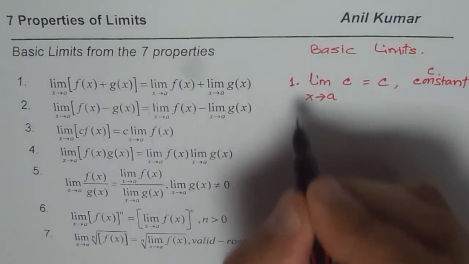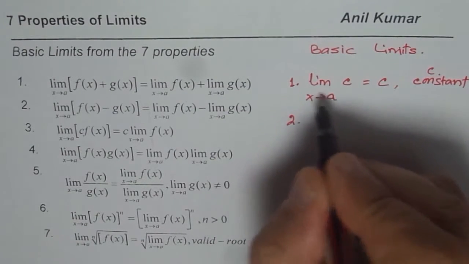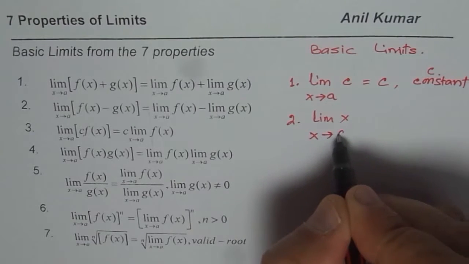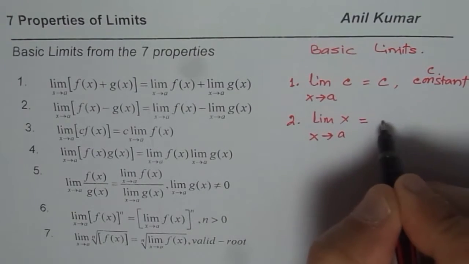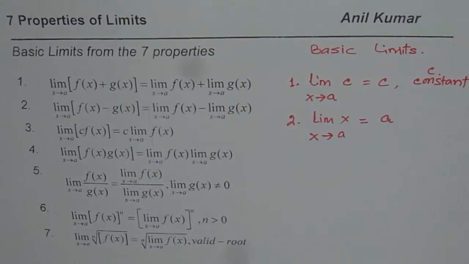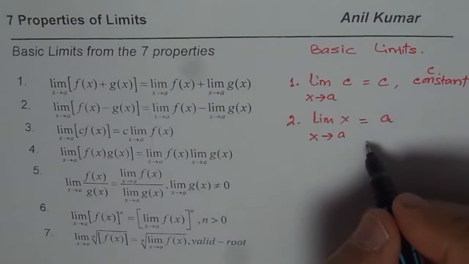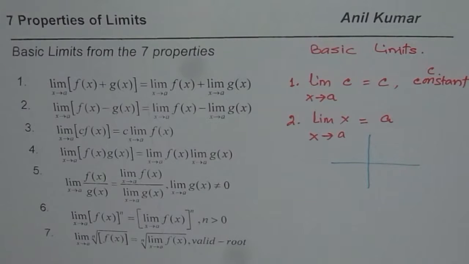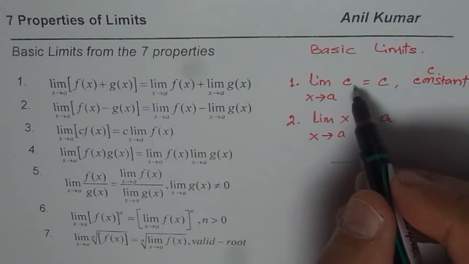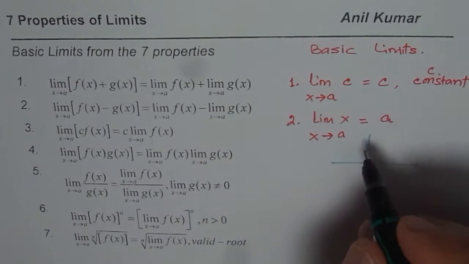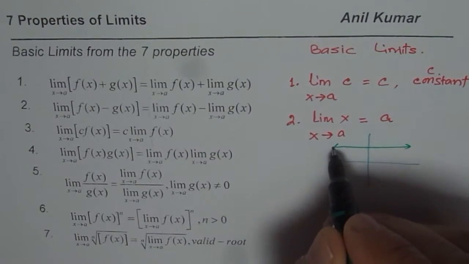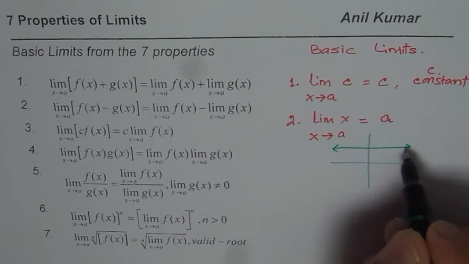So we'll call these 1 and 2. The second basic limit is that the limit of x as x approaches a is equal to a. These are the two basic limits. I hope you understand what we are trying to say here. When we say constant, the number could be 2, 3, 4, anything. If I have a constant function, then it's a horizontal line, and the horizontal line represents the constant.